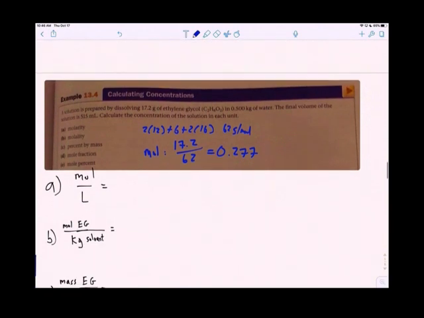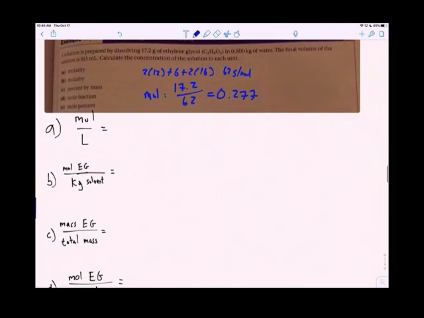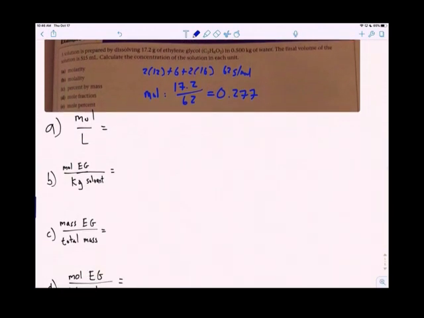So let's go through the example here. A solution is prepared by dissolving 17.2 grams of ethylene glycol in half a kilogram of water. The volume of the solution is 515 milliliters. What is the concentration in each unit? So let's go ahead and do this.